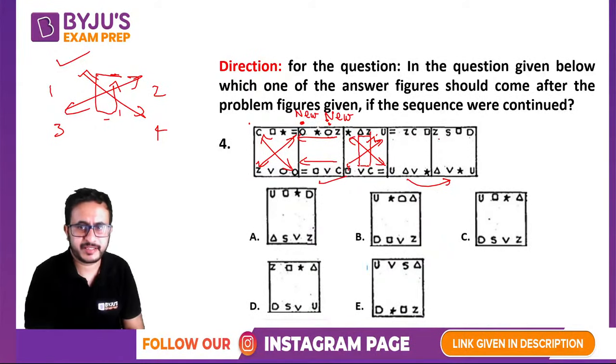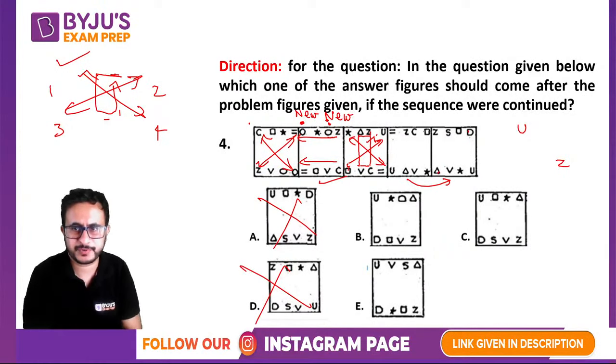So for the sixth image we have to use this logic. Diagonal movement will be there, so U will be the first one, and Z should be at the corner, so you can eliminate this. Then the triangle should be this one, so eliminate D. We are left with three options. Now the remaining should move in this direction.